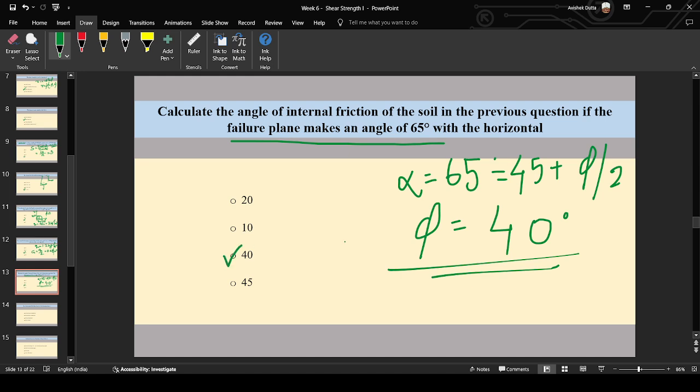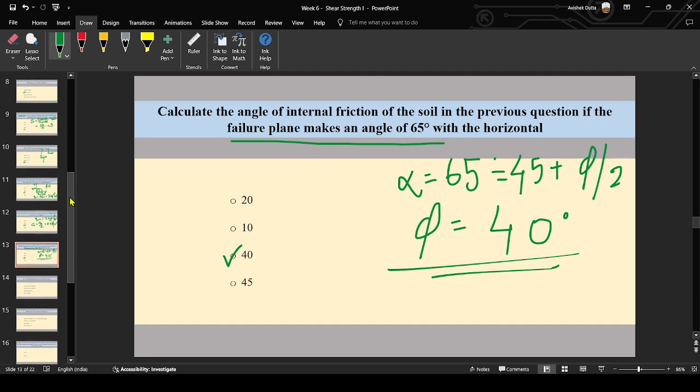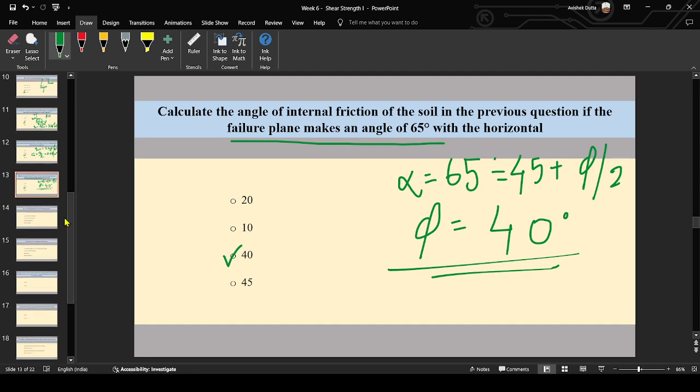For this kind of question, we only need the angle of the failure plane to find out the angle of internal friction and vice versa. Okay. I hope it was clear. I'll go to the next question.